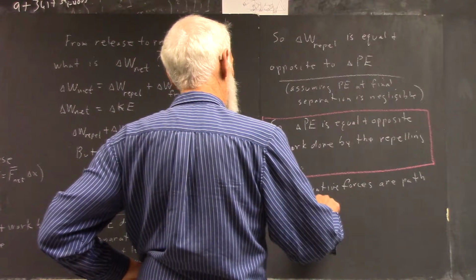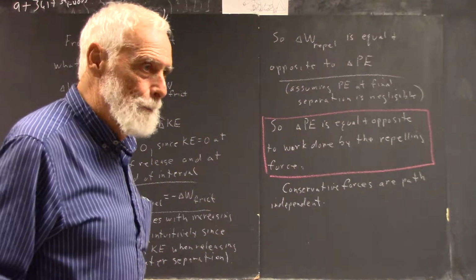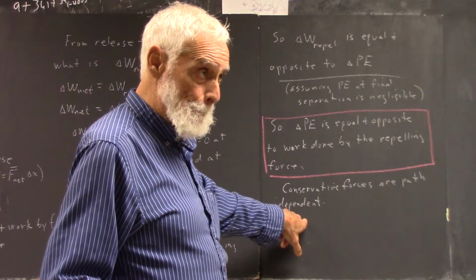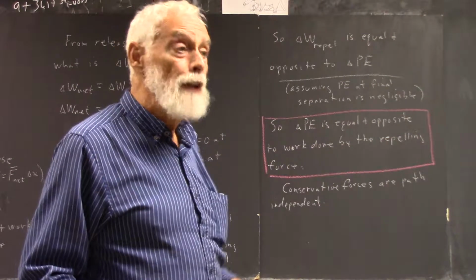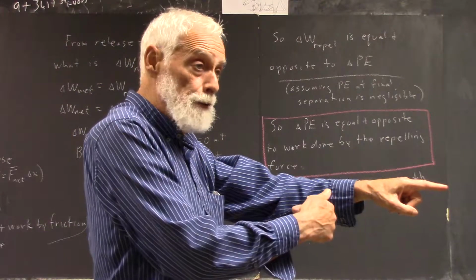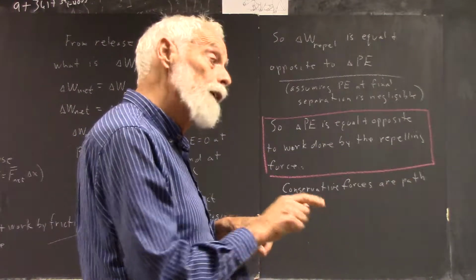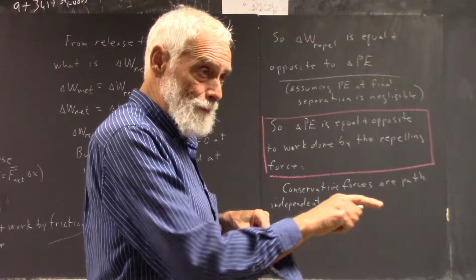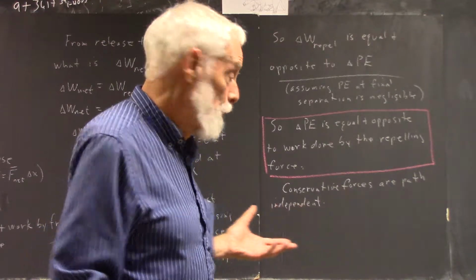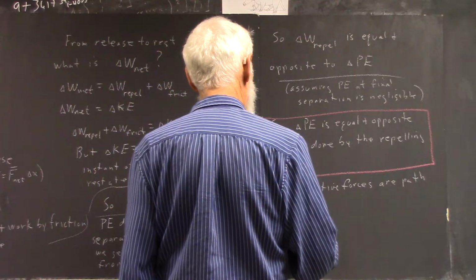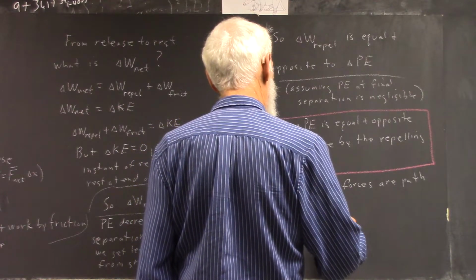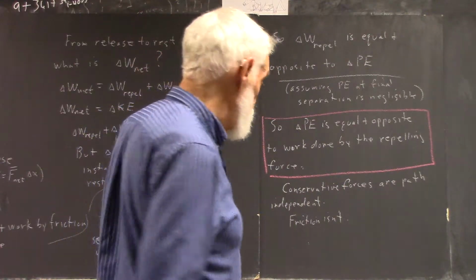Conservative forces are path independent. Okay? Friction is not path independent. When that cart goes from here to there, friction acts in this direction. If the cart was to come back, friction would act in that direction. So friction depends on in what direction you're moving. Okay?